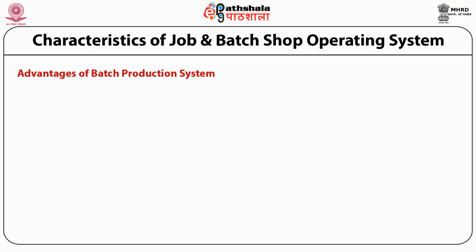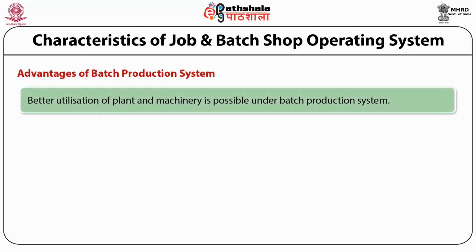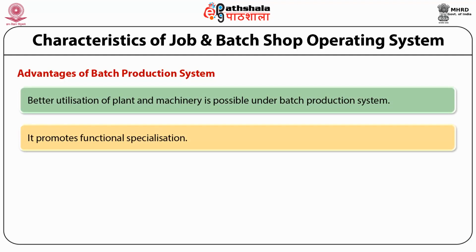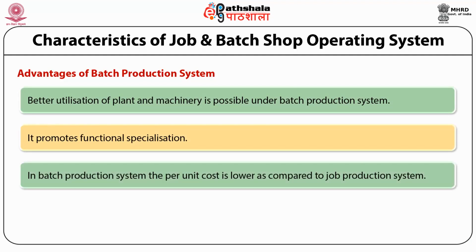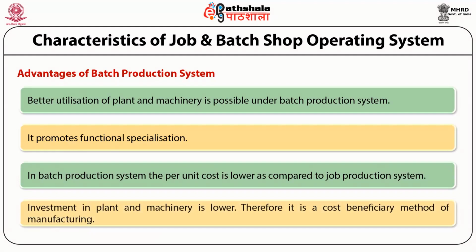Advantages of batch production system. First, better utilization of plant machinery is possible under batch production system. Second, it promotes functional specializations. Third, in batch production system, the per unit cost is lower as compared to the job production system. Next, investment in plant and machinery is lower, therefore it is a cost beneficial method of manufacturing.